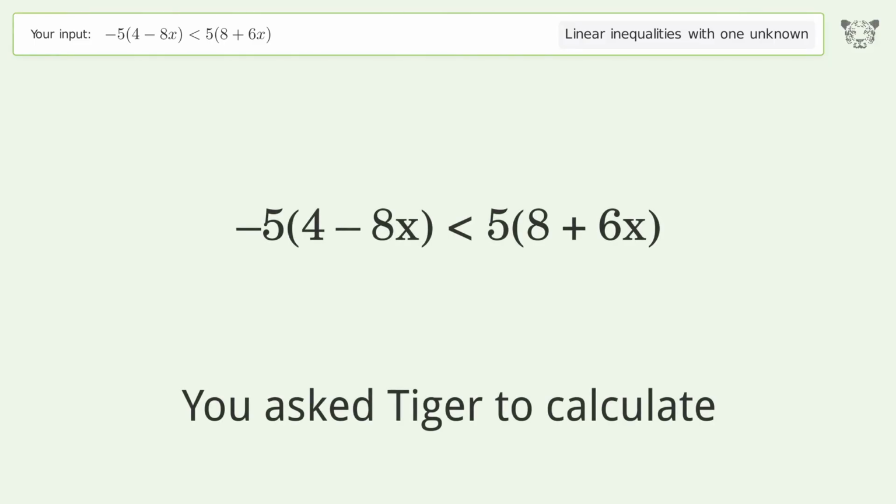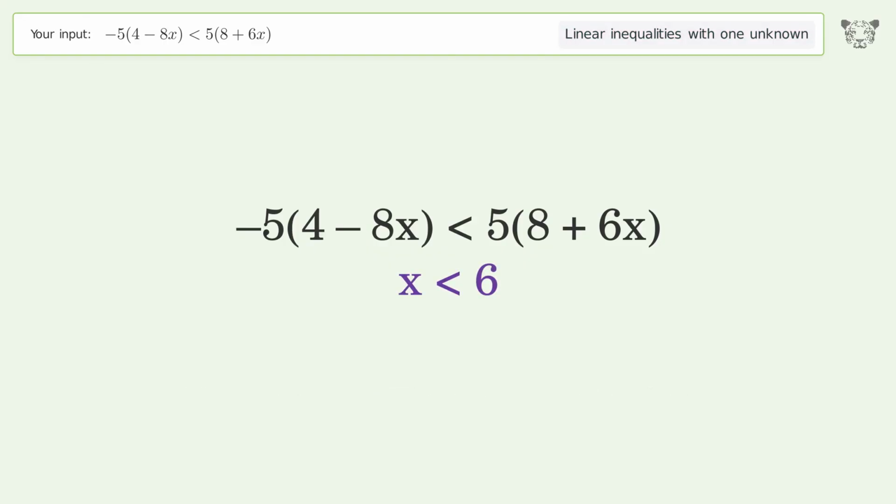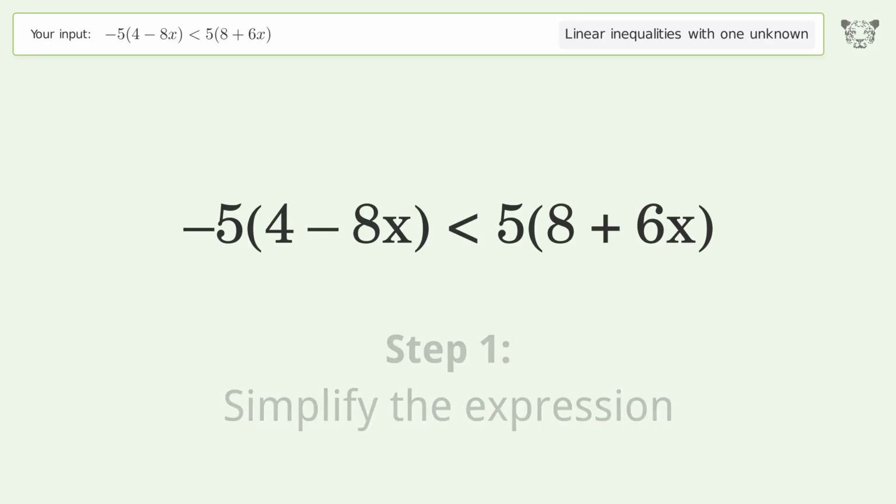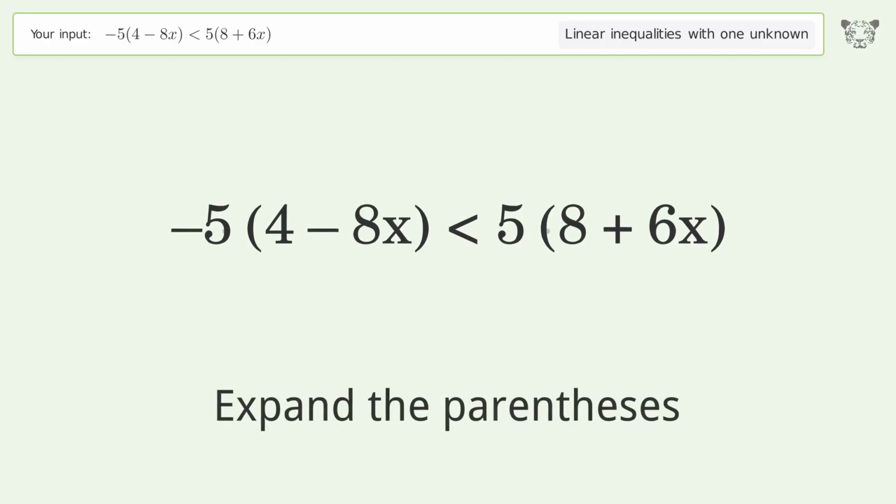You ask Tiger to calculate. This deals with linear inequalities with one unknown. The final result is x smaller than 6. Let's solve it step by step. Simplify the expression. Expand the parentheses.